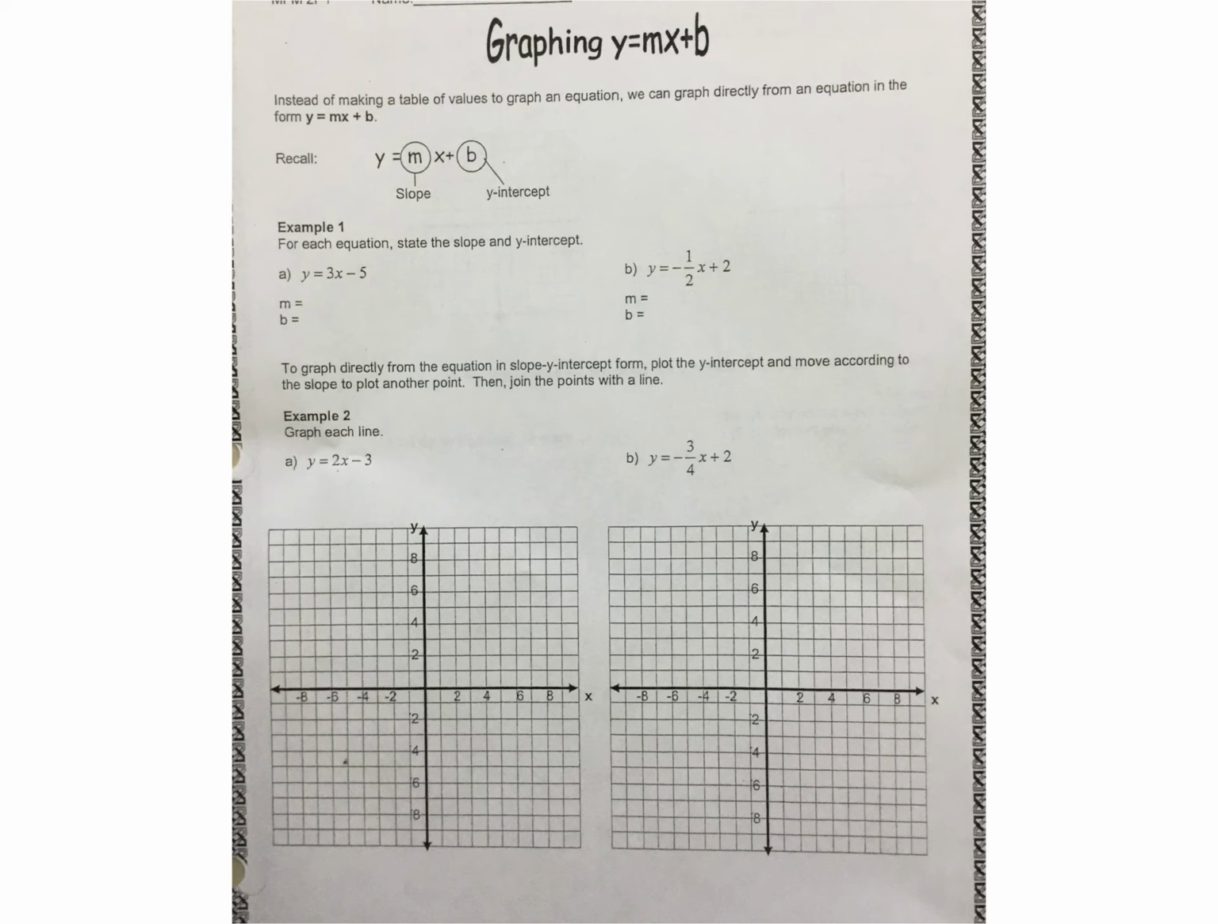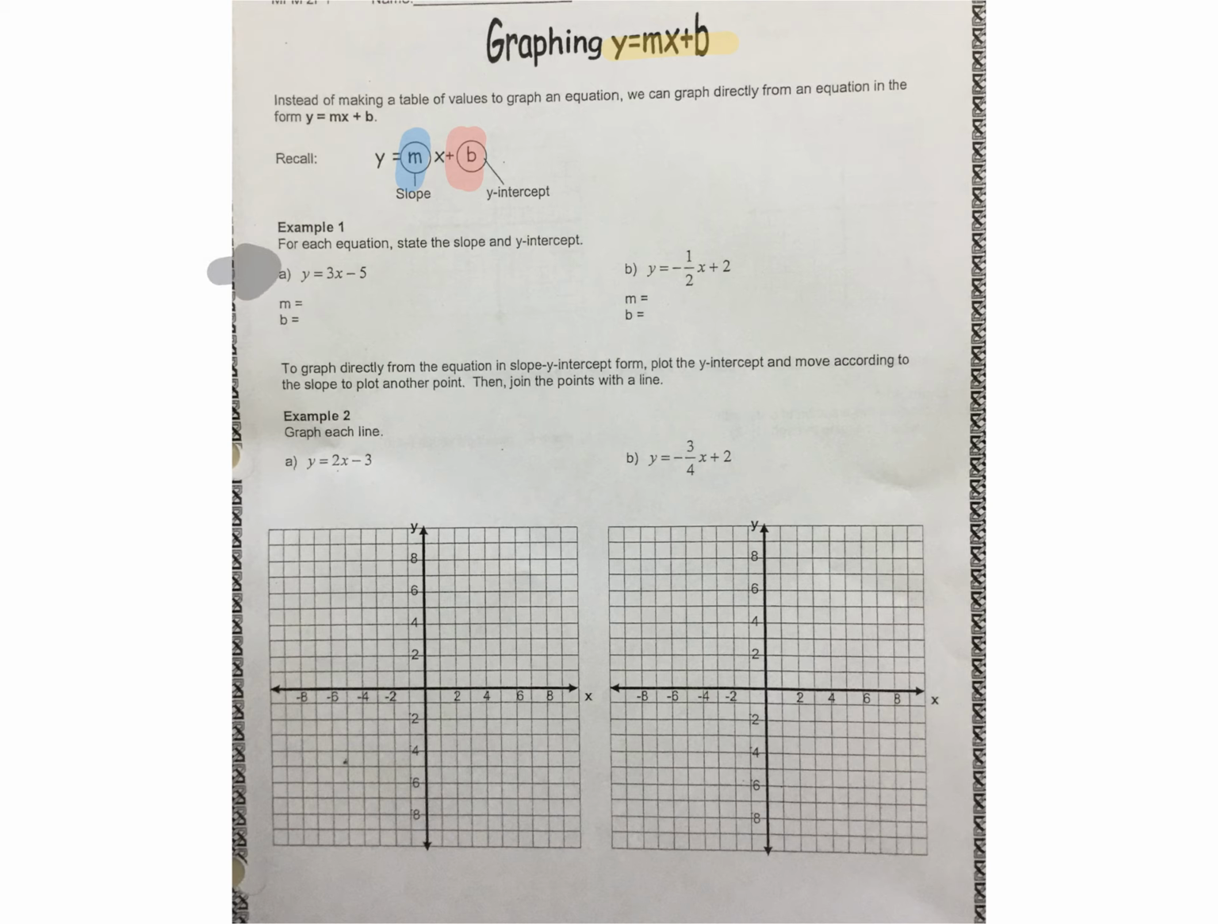Okay, so you've learned the equation of a line is y equals mx plus b. You need to memorize that for the quiz. And we've already talked about this a lot. M represents the slope and b represents the y-intercept.